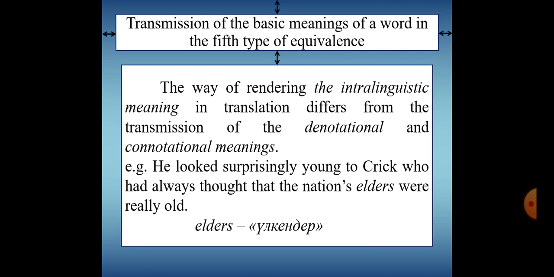The way of rendering of intralinguistic meaning in translation differs from the transmission of denotational and connotational meanings. For example, he looked surprisingly young to Greek, who had always thought that the nation's elders were really old. Here the word elders means ülkündür.